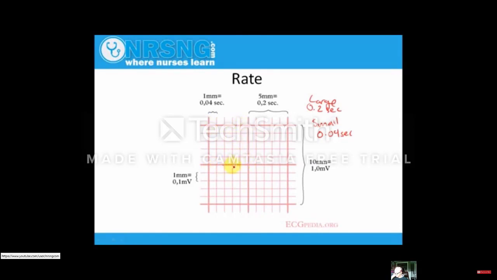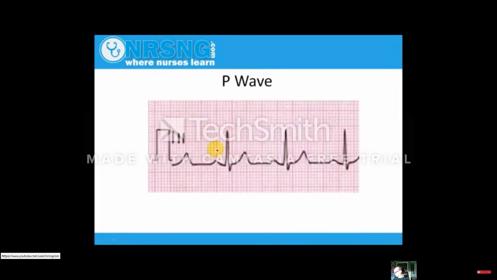So P wave, what are we looking at? We're looking for it to be upright. We're looking for it to be smooth. And we're looking that it's coming before the QRS. Okay, so these are our normal P waves. For each QRS, upright and smooth. Then our P to QRS. So do we have a P before each QRS? P wave, QRS, P wave, QRS, P wave, QRS. That's good.